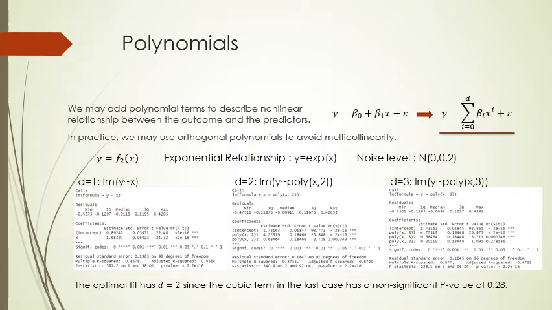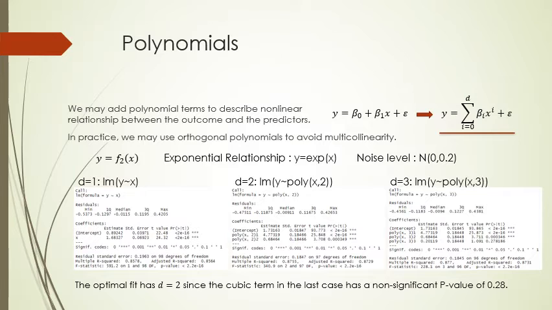When the model includes both the linear and the quadratic terms, the adjusted R-squared increased to 0.873, and the quadratic term is also significant. When the model further adds the cubic term, the adjusted R-square is still 0.873, and the cubic term is not significant. Thus, we have the optimal fit of D equals 2, which suggests that the inclusion of the quadratic term in the model is appropriate.